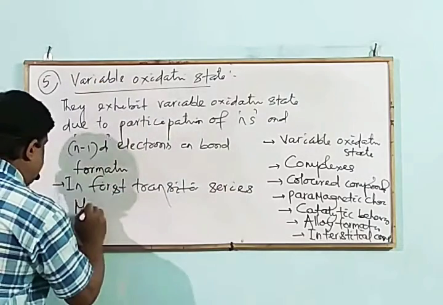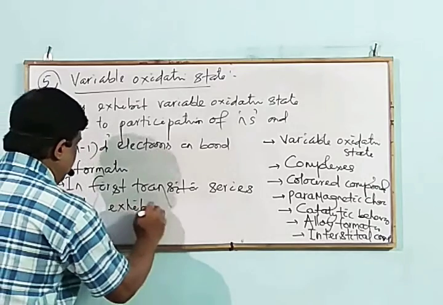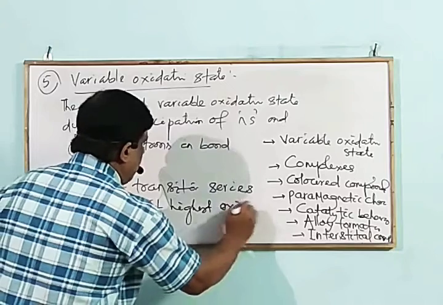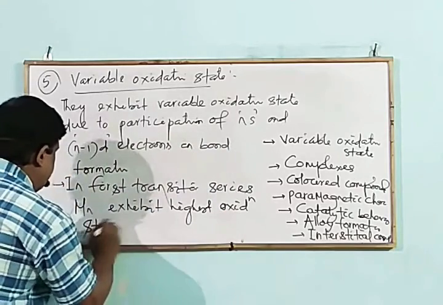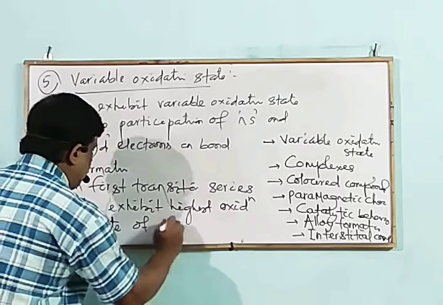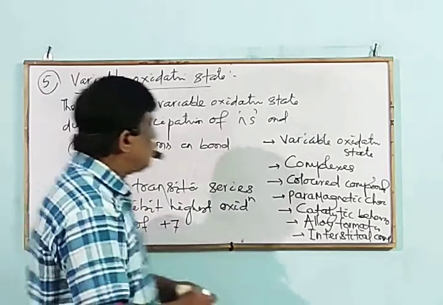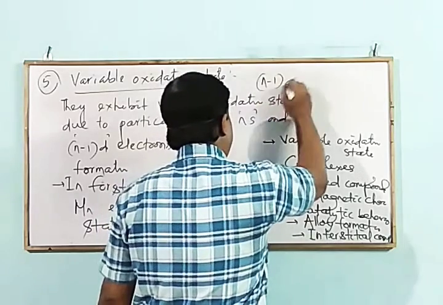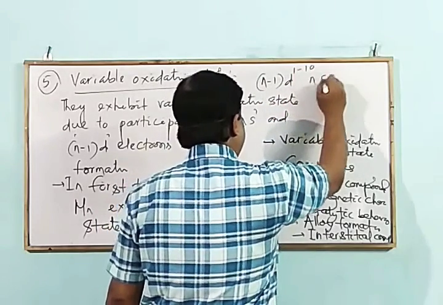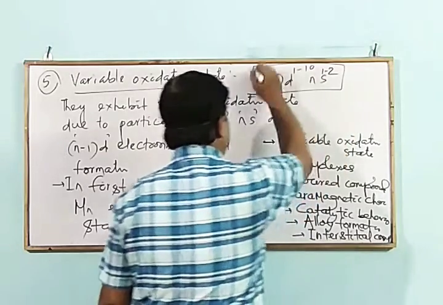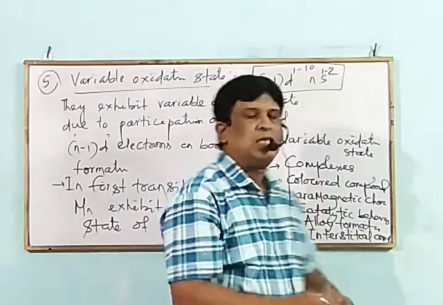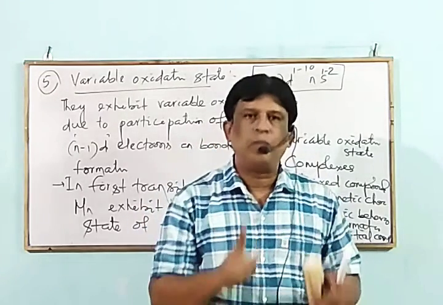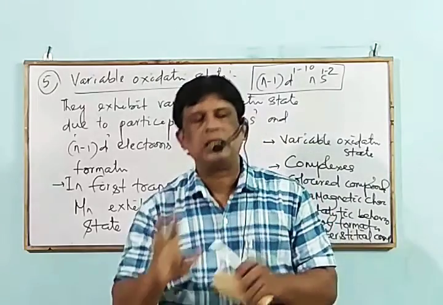In the first transition series, manganese exhibits the highest oxidation state of plus 7. From the normal electronic configuration, that is the outermost one, (n-1)d 1 to 10 and ns 1 to 2, it is clear that most of them, except one or two, possess two electrons in their valence shell.